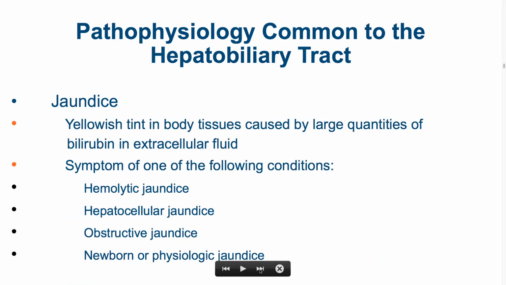Jaundice is a yellowish tint in the body tissue caused by large quantities of bilirubin in the extracellular fluid. The skin and eyes appear jaundiced when serum bilirubin exceeds 2.5 to 5 milligrams per deciliter. Types include hematologic jaundice, obstructive jaundice, and newborn jaundice. Newborn jaundice is very common. The immature liver is unable to metabolize bilirubin quickly enough.